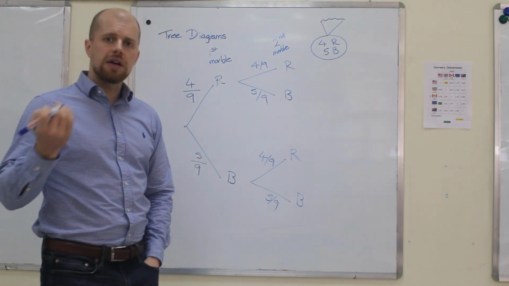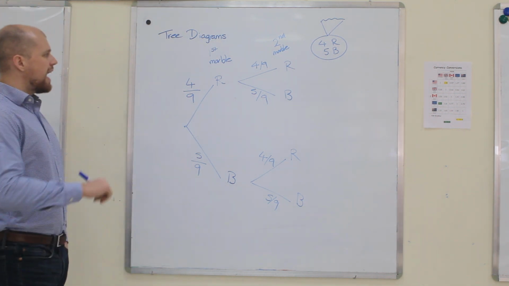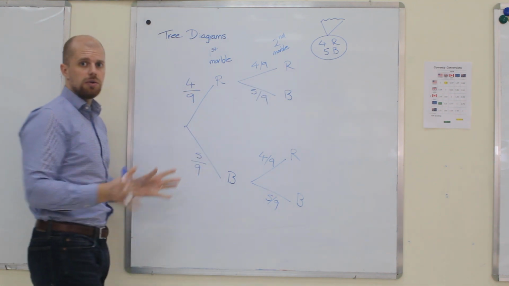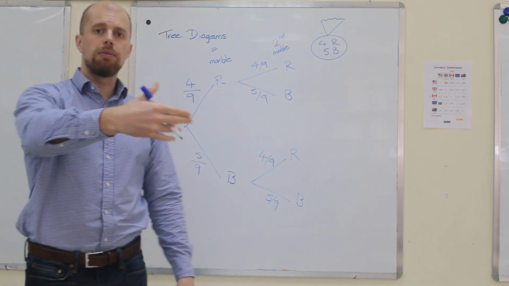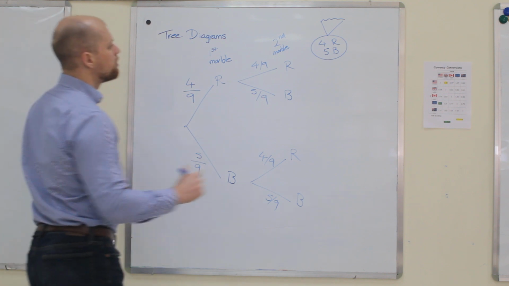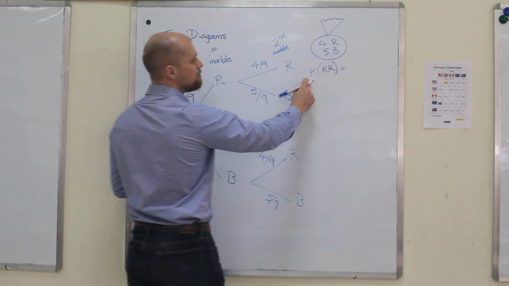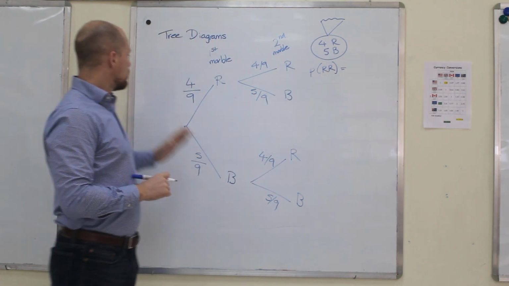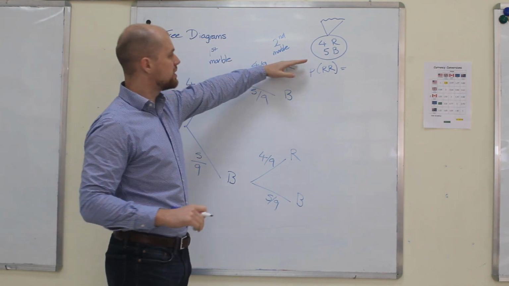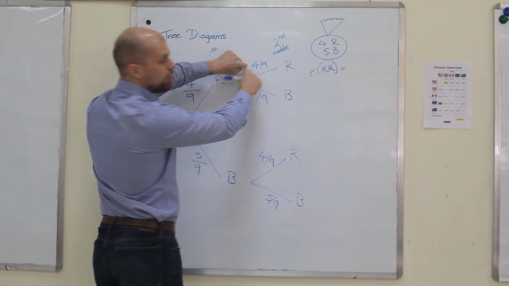What we're going to do now is calculate the associated probabilities. To do that, we go along the correct path, the path you want to calculate, and you multiply the probabilities as you go. So for example, let's say I wanted to know the probability of getting 2 red marbles, which you can write as P(RR). Go along the first branch, which is 4 over 9, that's red, and then go along the second one, which is also 4 over 9. So I do 4 over 9 times 4 over 9.